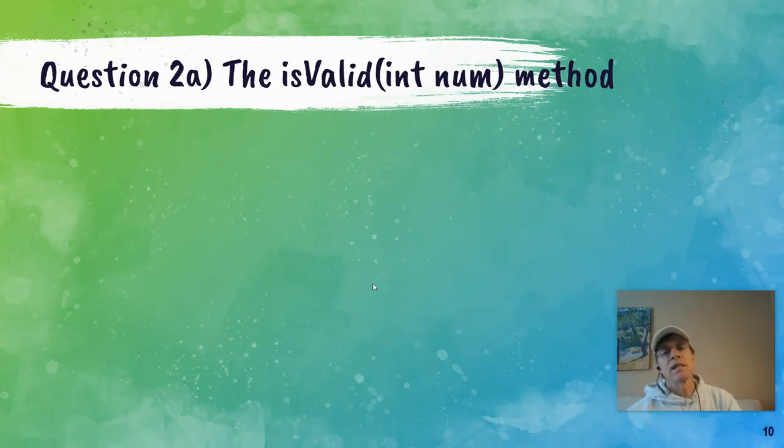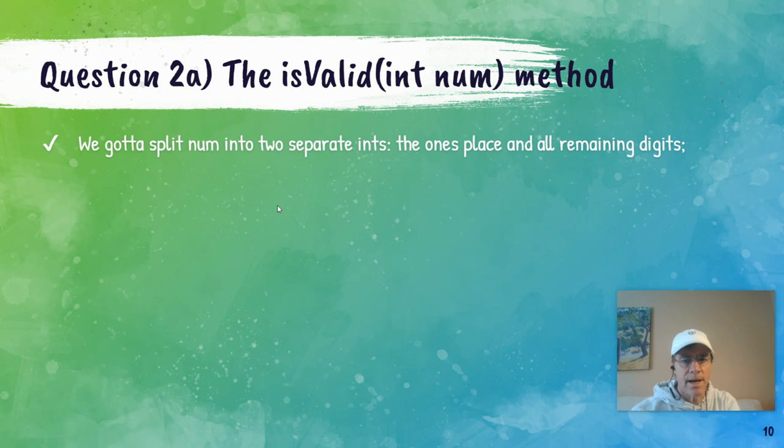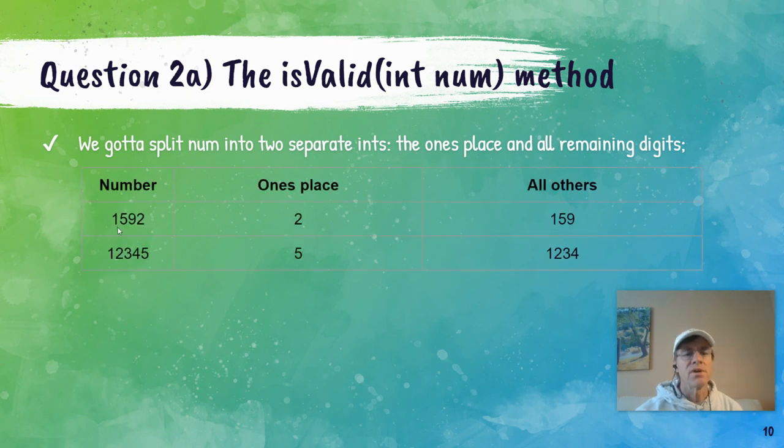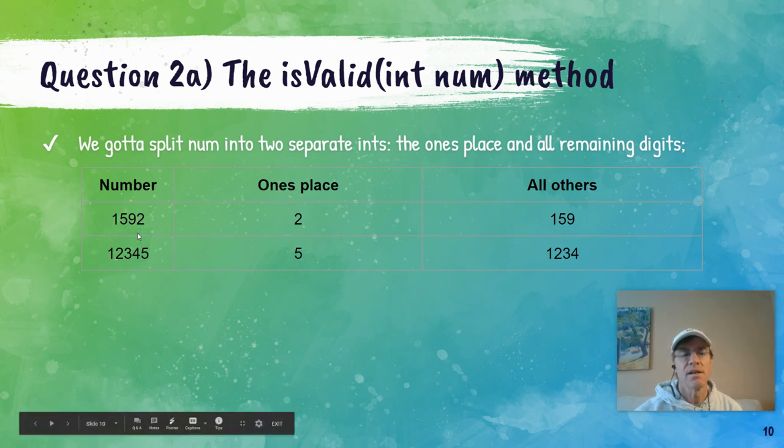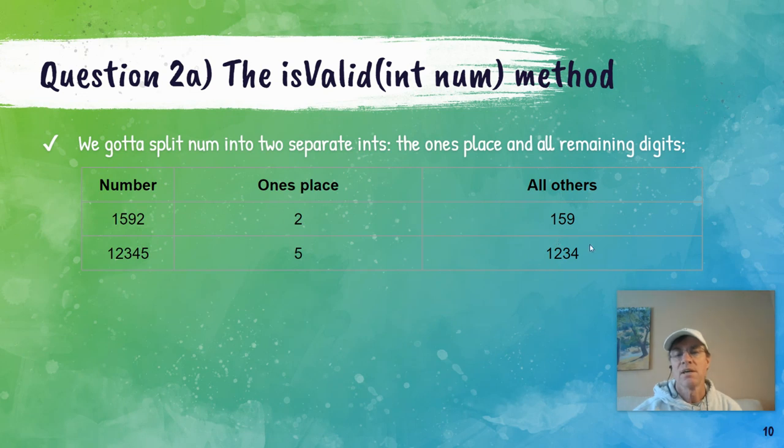All right, so here's the isValid method. This is the one method that we have to write for this. It takes a number as a parameter. And if you look at the description of that, we have to actually split num into two different parts, the ones place and all of the remaining digits. So if the number is 159.2, the ones place is 2 and all of the rest is 159. If the number is 1, 2, 3, 4, 5, the ones place is 5 and the rest of it is 1, 2, 3, 4.